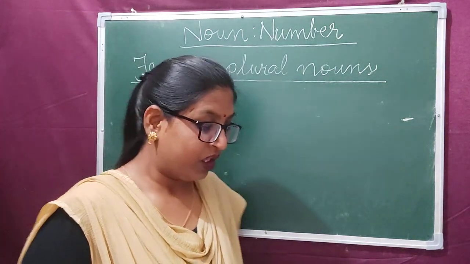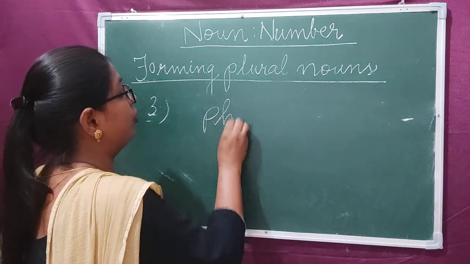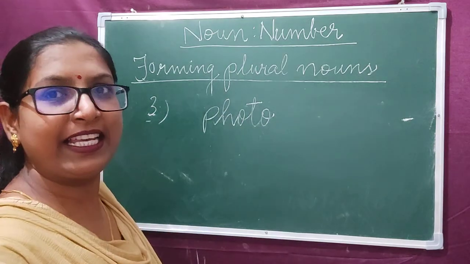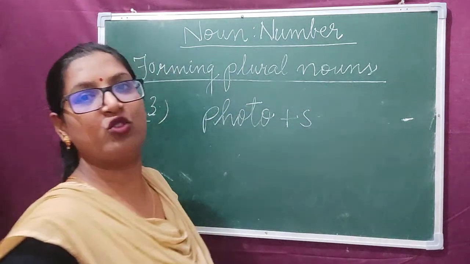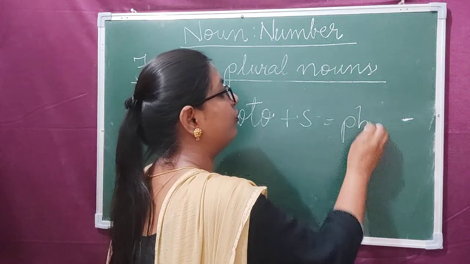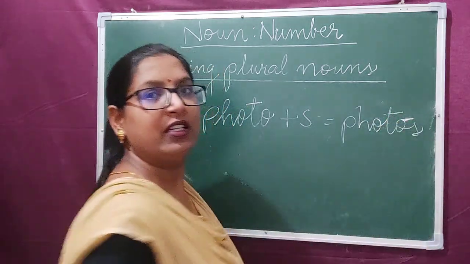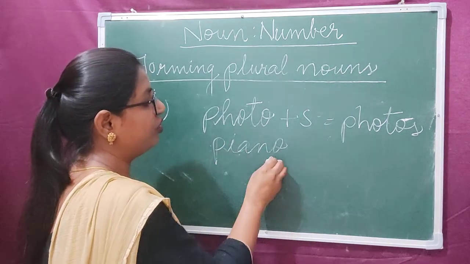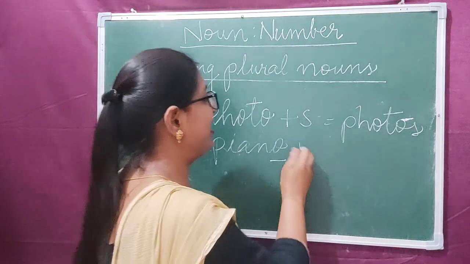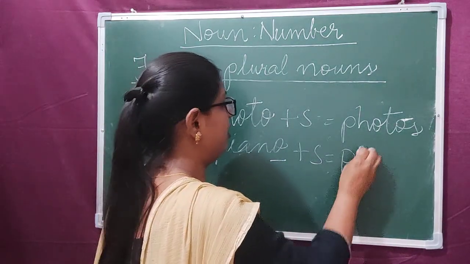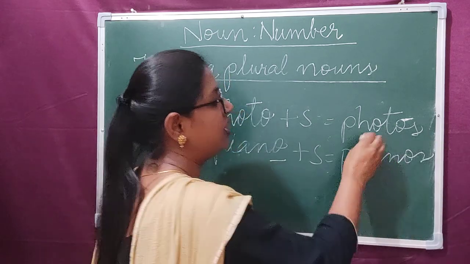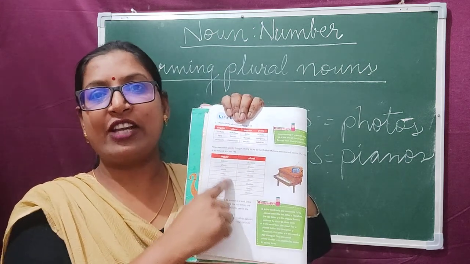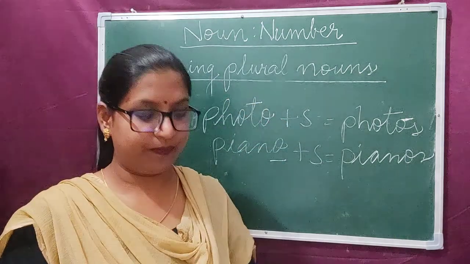Okay, dear children. So, for example, photo. Though it's ending with O, we do not add ES with it. We just add S with it to make it plural. Photos. Clear? Another example, piano. Though it's ending with O, we do not add ES, we just add S with it. Pianos. Clear? You can see here the table is given of these kind of words. You just memorize them, learn them.